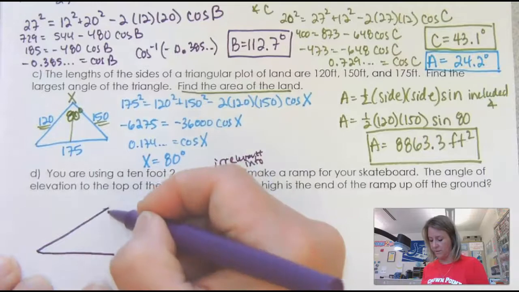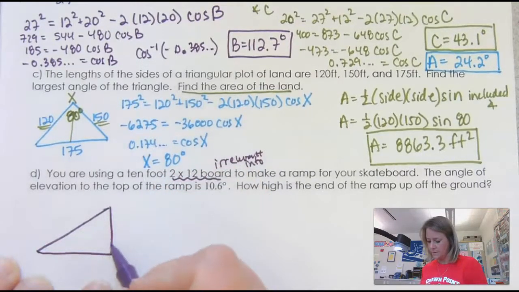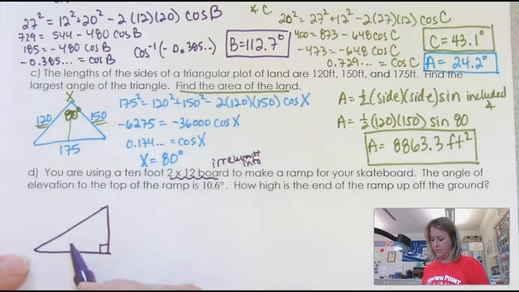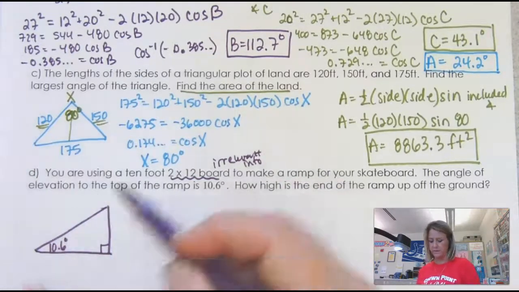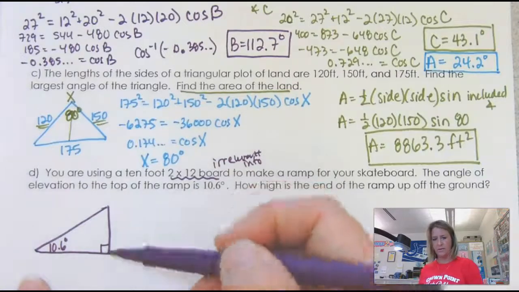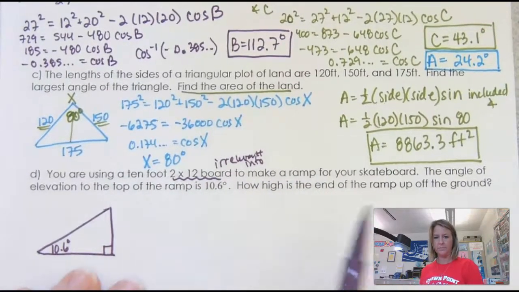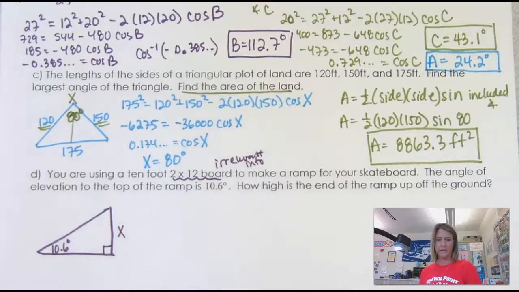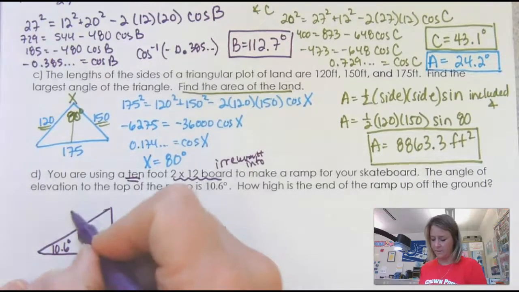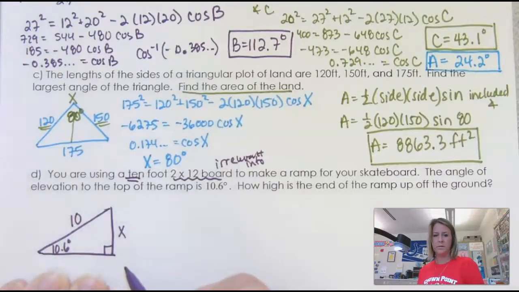So let's make our right triangle here. So the angle of elevation is 10.6 degrees, and I know it's a right triangle because that ramp is going to have a vertical side right here. How high is the end of the ramp off the ground? So like here's the ground, we're looking to see how high that ramp is. It did tell us, I thought it told us something else here. Oh yeah, it did. It said a 10-foot board. I missed that there. So the board is 10 feet long.